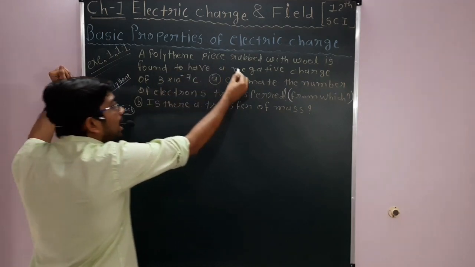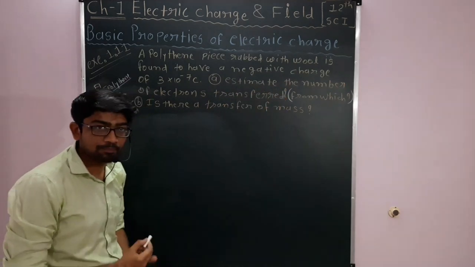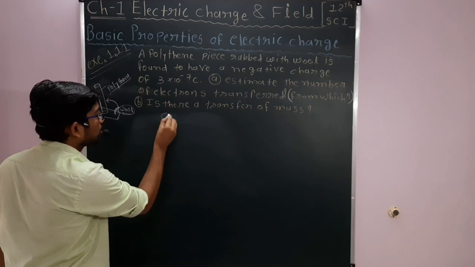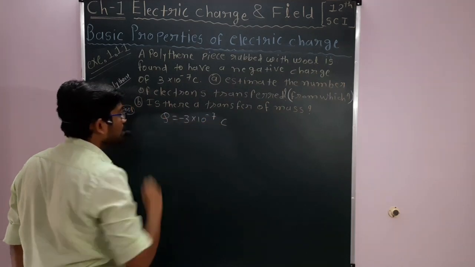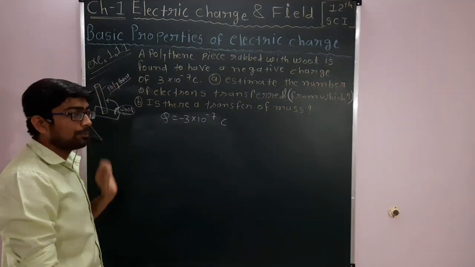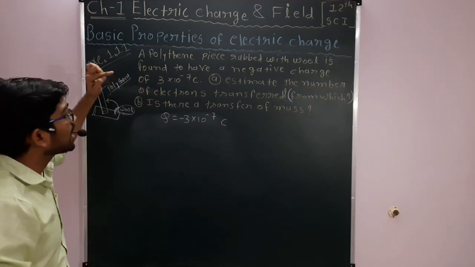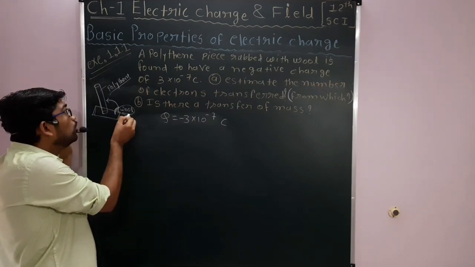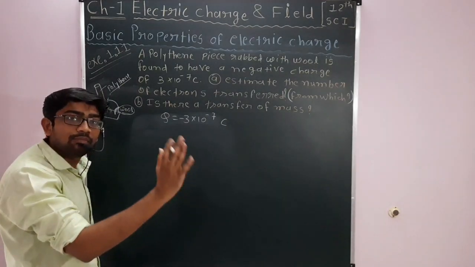The next example on the basis of the property of electric charge is exercise number 1.11. A polythene pipe rubbed with wool is found to have a negative charge, Q equal to 3 × 10^-7. See what happened? If wool is rubbed with polythene, then wool gets positive charge and polythene gets negative charge. It means electrons are transferred from wool to polythene, because the acceptor becomes negative and the donor becomes positive.